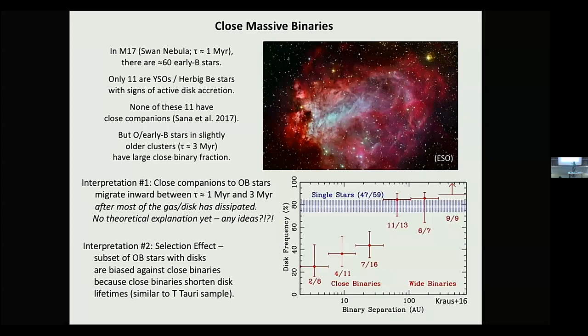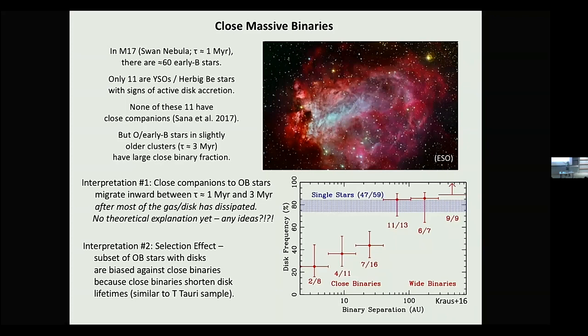But we know from looking at slightly older clusters that the close binary fraction of massive stars is large, on the order of 70%. So one interpretation is that these close companions migrated inward between 1 million years, the age of the Swan, and these slightly older clusters, 3 million years, after most of that gas disk has dissipated. But I can't think of a model that can explain some kind of dynamical hardening that occurs between 1 and 3 million years without having some kind of sink to put the surrounding gas. And so the alternative explanation is the selection effect.